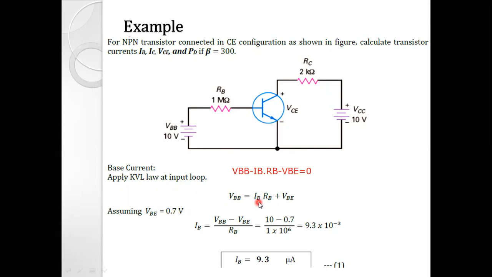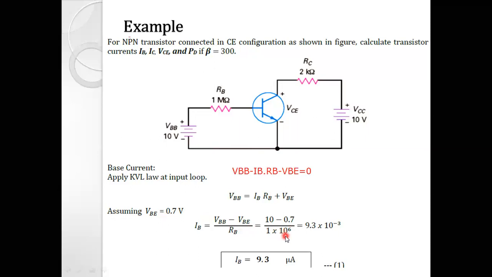So by making IB as the subject of the equation, I can send this VBE on the left hand side and this RB in the denominator. And by rearranging the terms, we get the equation IB is equal to VBB minus VBE divided by RB. VBB is given in the circuit diagram, 10 volt. We have assumed VBE is equal to 0.7, so substitute VBE is equal to 0.7 over here. And RB is also mentioned in the circuit diagram, that is 1 mega ohm.